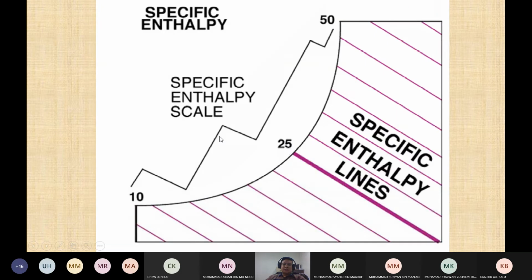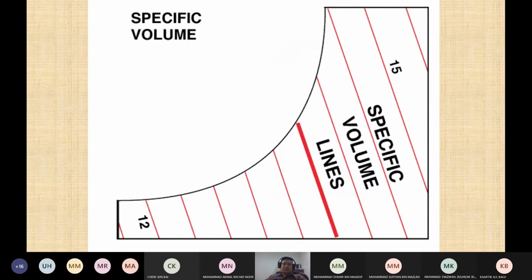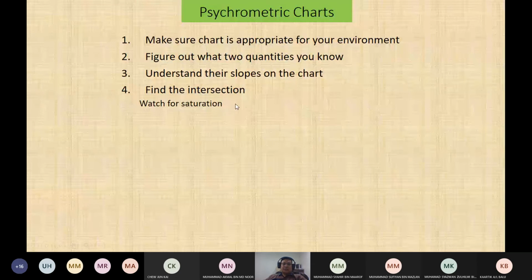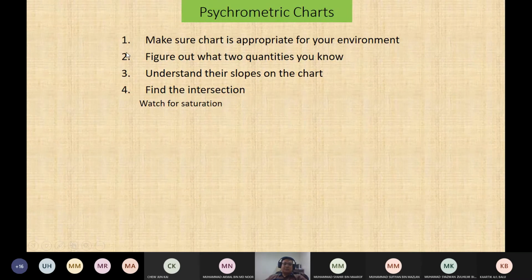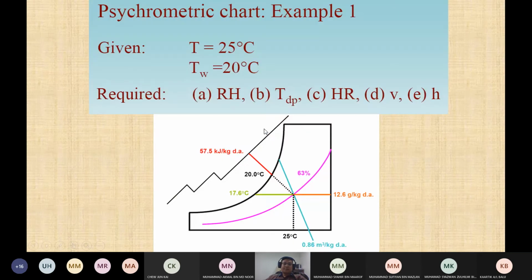For the psychrometric chart, make sure the chart is appropriate for your problem. Figure out which two quantities you know, at least two, as mentioned. Understand the chart: every line carries certain information. Find the intersection. This one is very difficult, it should be found by eye. If you make a mistake, the number will change.